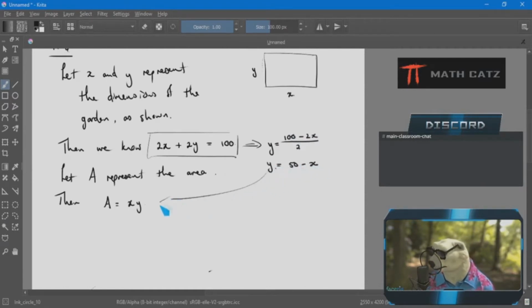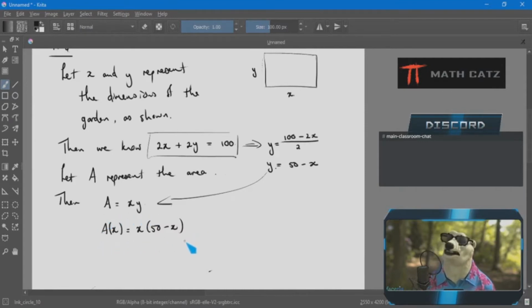And then put that in my function to eliminate one of the variables. So my area function is then going to be a function just of x, which is going to be x times y, replaceable with 50 minus x. And there's my area function. I can simplify that, but I don't really know at this stage necessarily what I'm going to need it for. So it doesn't really matter right now.